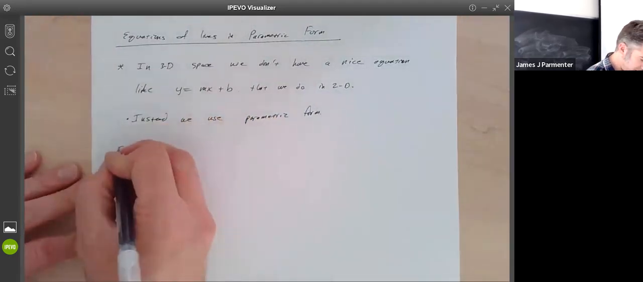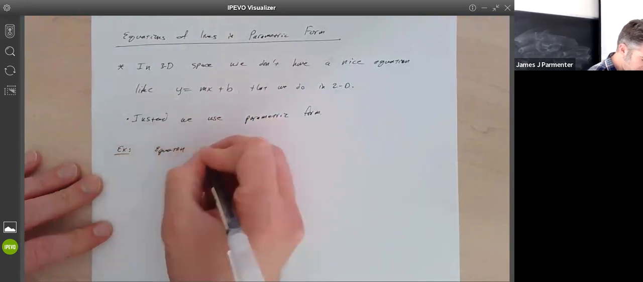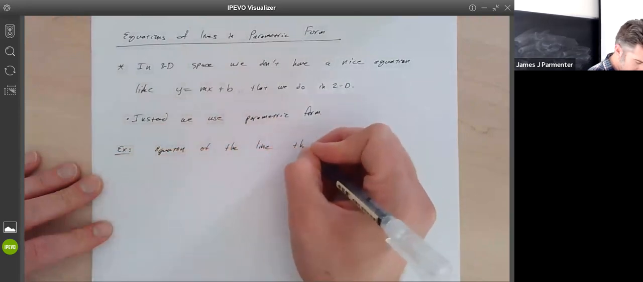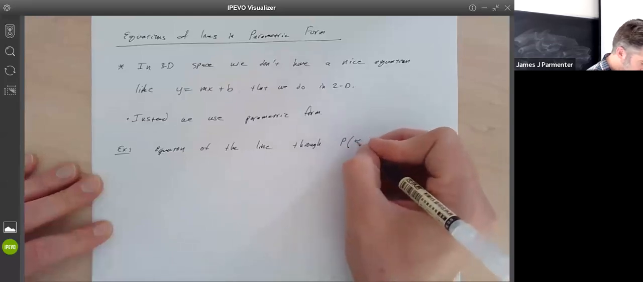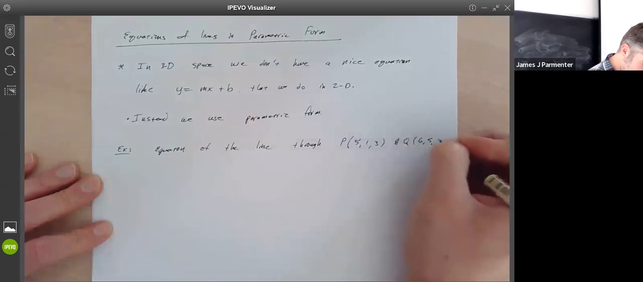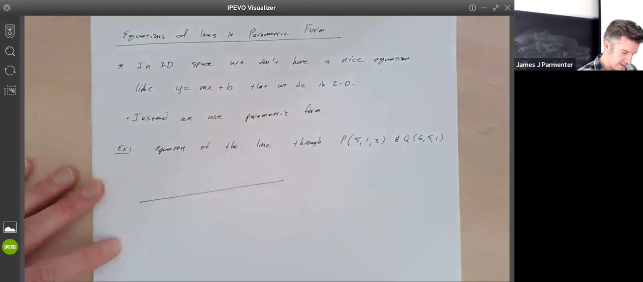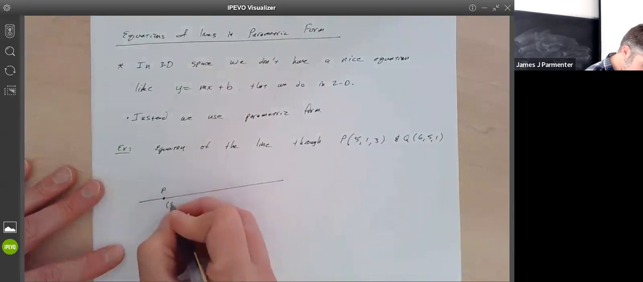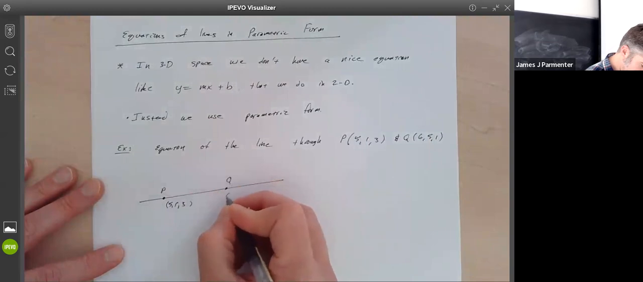So let's look at this first example. We want to write the equation of the line passing through 2 points. We have the points P, which is 5, 1, 3, and Q, which is 6, 5, 1. Okay, so here's my line, and here are 2 points on the line: the point P, which is 5, 1, 3, and the point Q, which is 6, 5, 1.